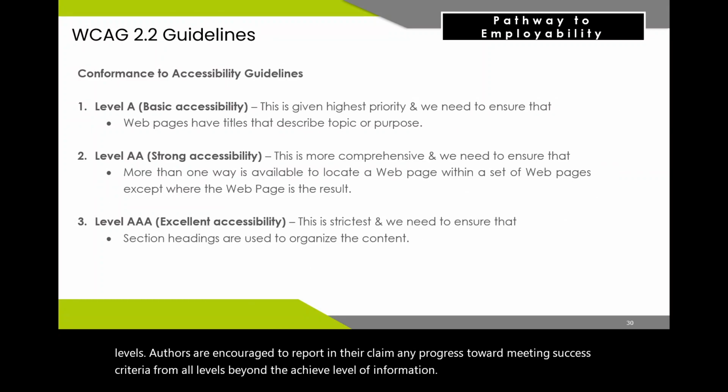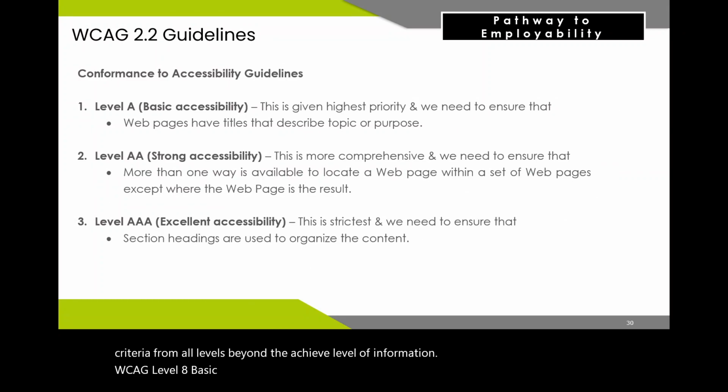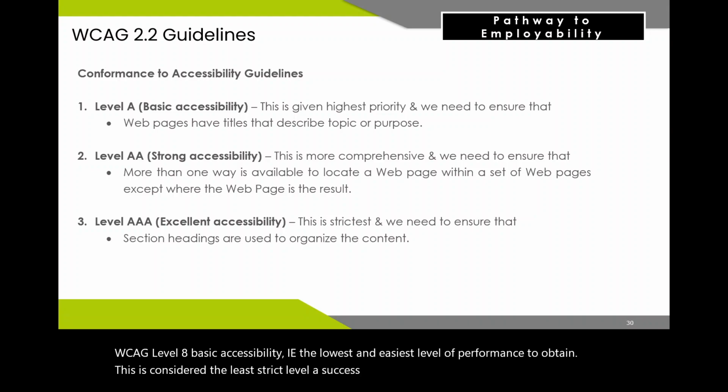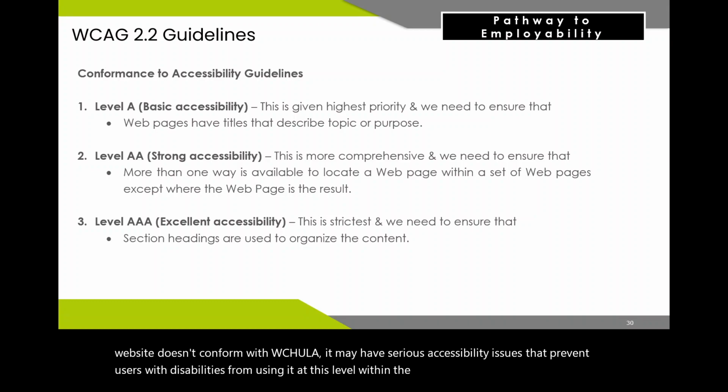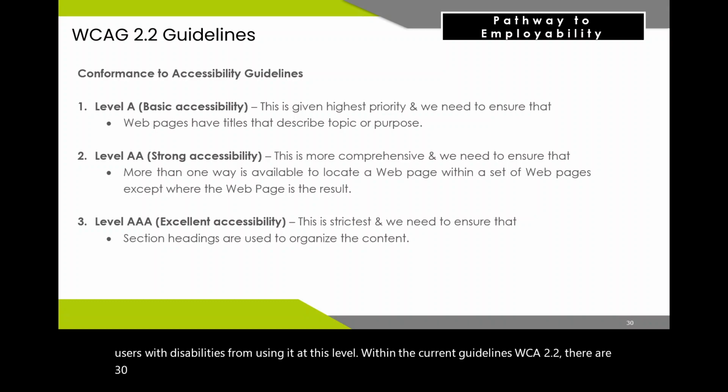WCAG Level A: Basic Accessibility, i.e. the lowest and easiest level of conformance to obtain. This is considered the least strict. Level A success criteria are essential for every website. If your website doesn't conform with WCAG Level A, it may have serious accessibility issues that prevent users with disabilities from using it. At this level, within the current guidelines WCAG 2.2, there are 30 criteria that organizations must meet.